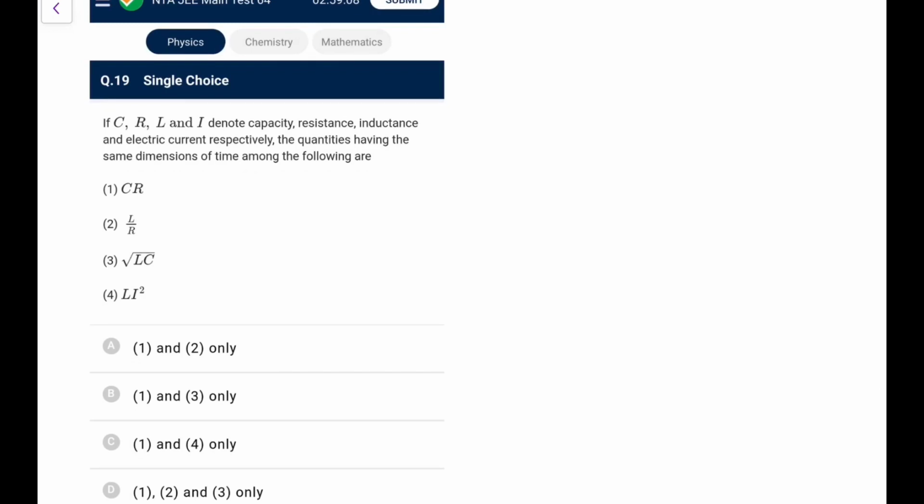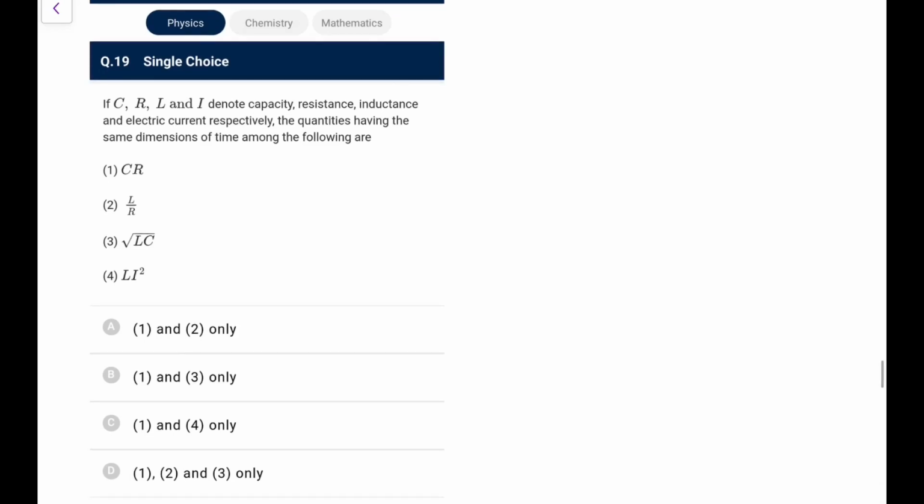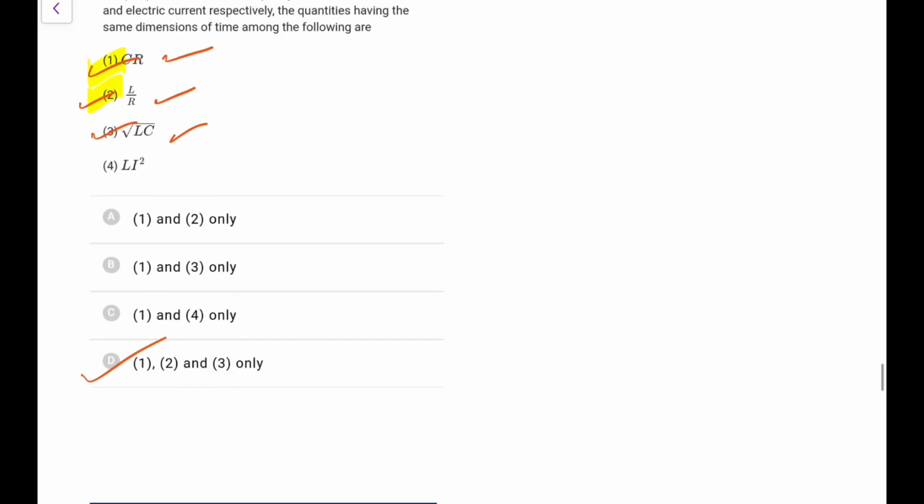Next one. If C, R, L and I denote capacity, resistance, inductance, current, the quantities that have the same dimension: you know, RC is time constant and L by R is also time constant, so these two are definitely the same. And root LC, this is also for time constant. Li square is energy, so it is 1, 2 and 3 that we can go for. Just remember, this is LC oscillation, this is LR circuit, this is RC circuit. You use those time constants in all the three, so you remember that.